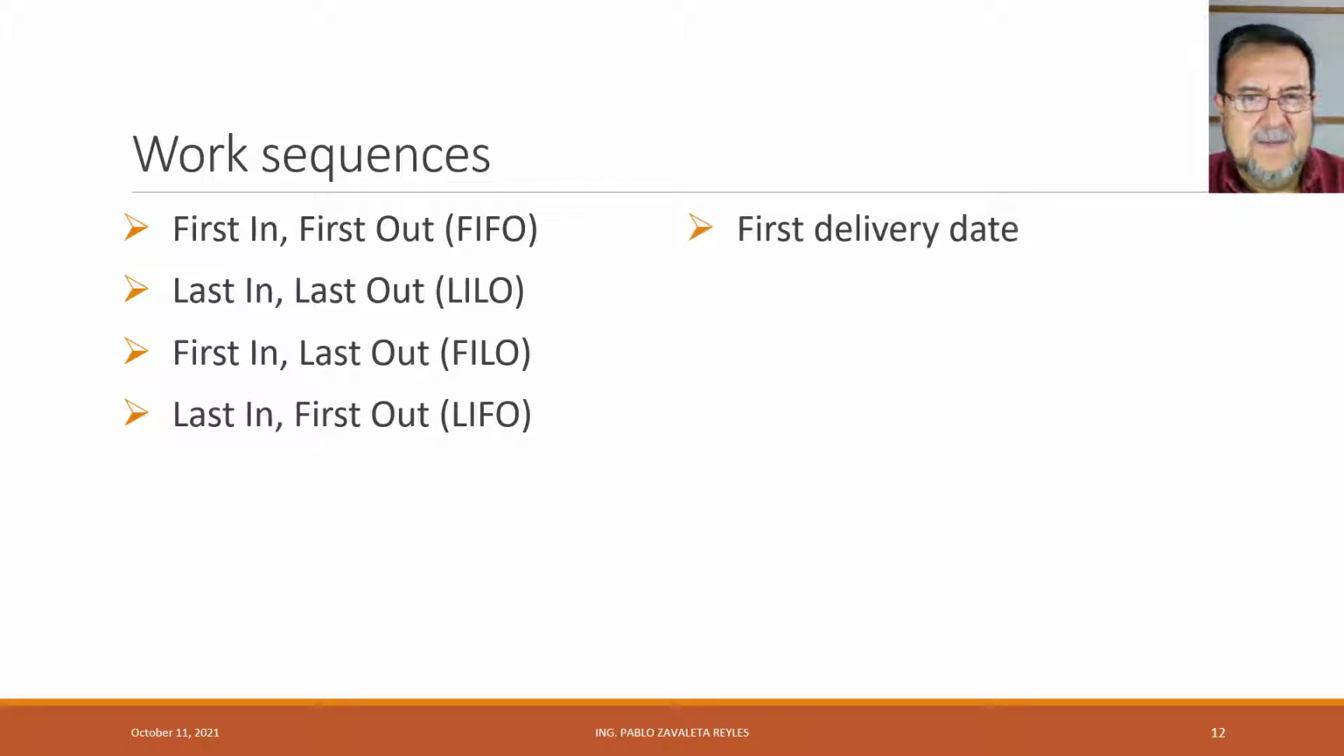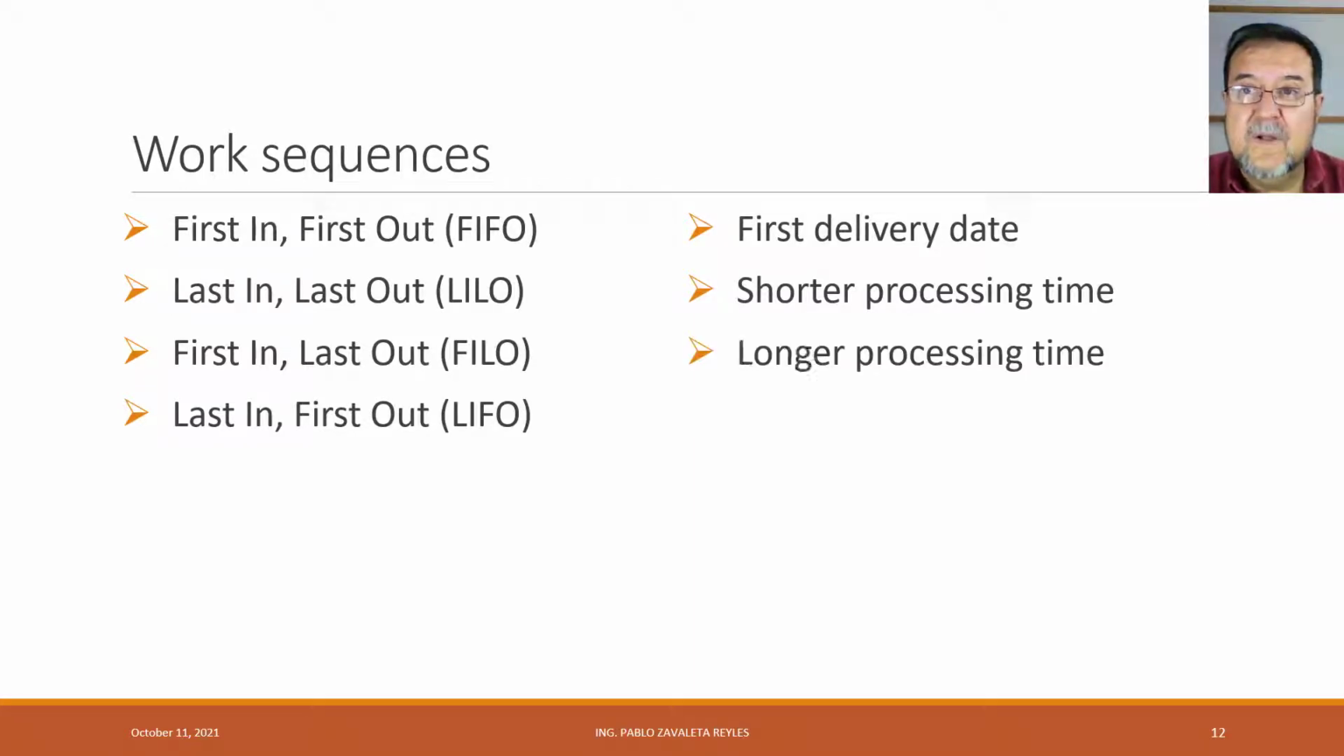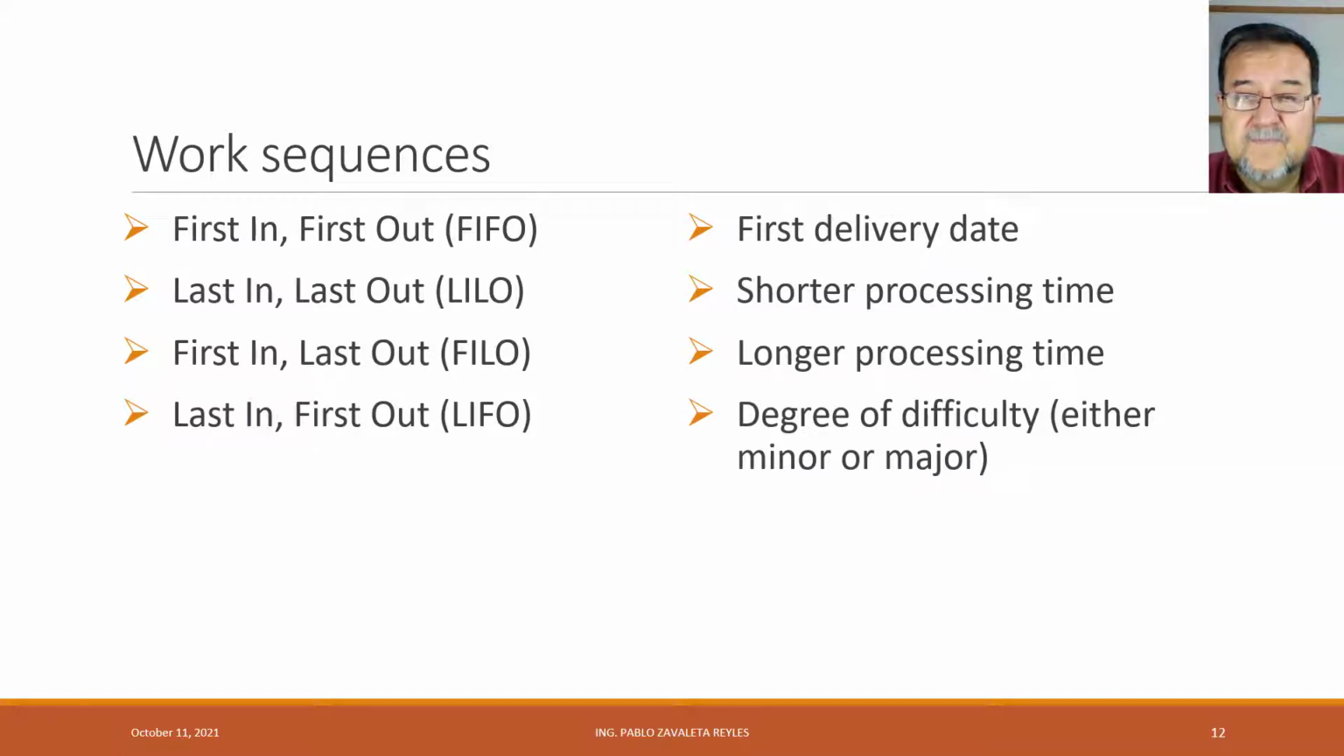Wait a second. We'll go back to this later on. We can also have the first delivery date, which one comes sooner. That's the one that we work first. We can have shortened processing time. Those that are done faster, take them out of the way so that we can concentrate on other stuff. We can concentrate on those that are more complex and demanding, longer processing time, or the degree of difficulty, either minor or major. We decide using our critical success factors. But allow me to come back to these 4.